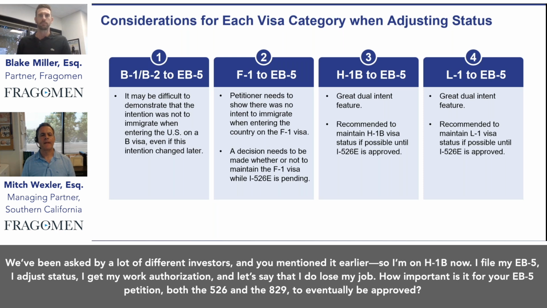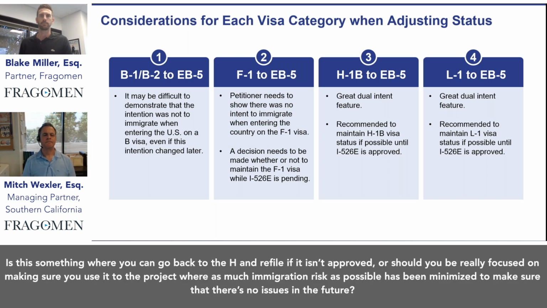I file my EB-5, I adjust status, I get my work authorization, and let's say that I do lose my job. How important is it for your EB-5 petition, both the 526 and the 829, to eventually be approved? Is this something where you can go back to the H and refile if it isn't approved, or should you be really focused on making sure you choose a project where as much immigration risk as possible has been minimized to make sure that there's no issues in the future?